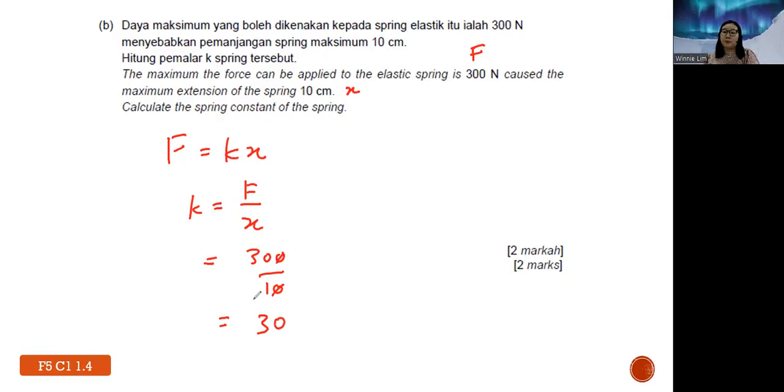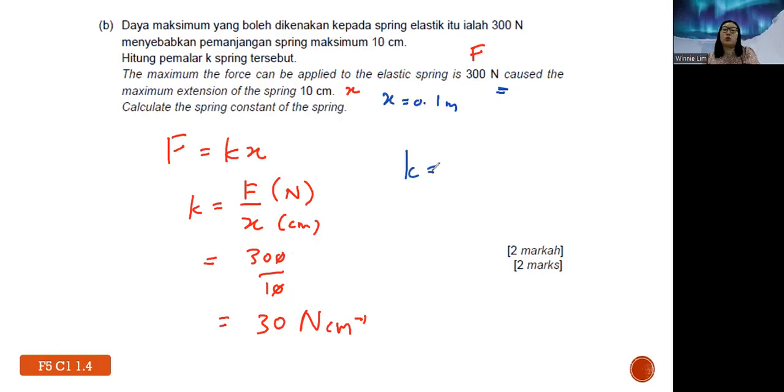Can you all tell, teacher? Yeah, so your unit supposedly, this is Newton, correct? This is cm. So your unit is Newton per cm. But it is advisable, if possible, like in calculations in Paper 2, most of the time, try to change everything to SI units. A Newton, no need to change. But centimeter, you can change to 0.1 meter.